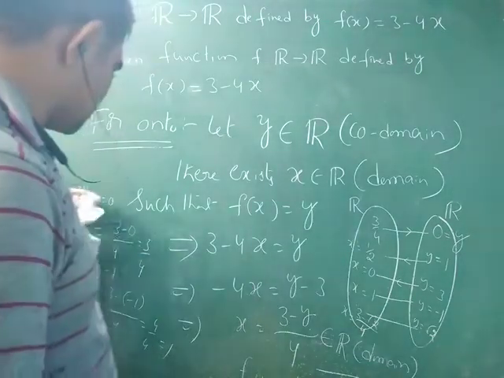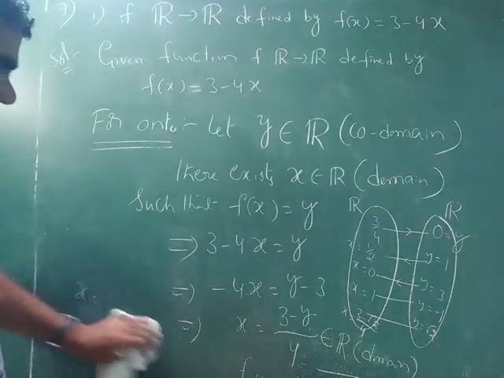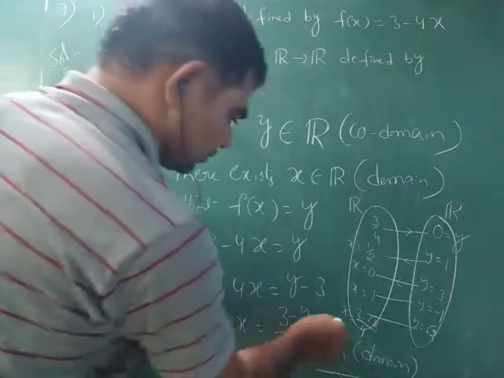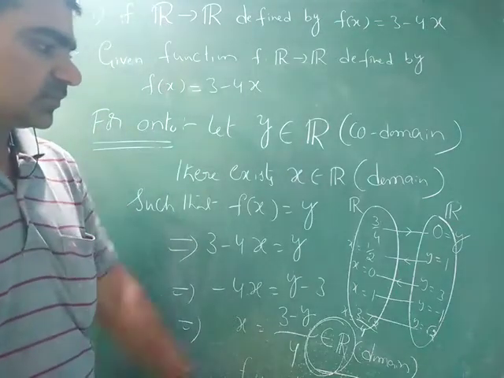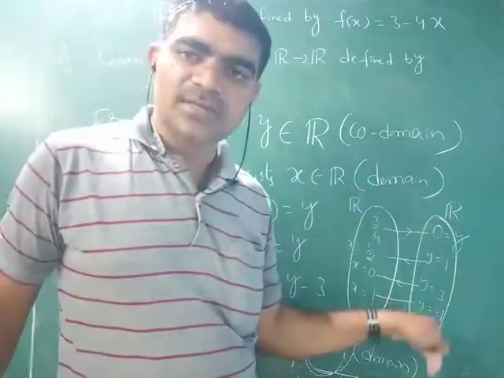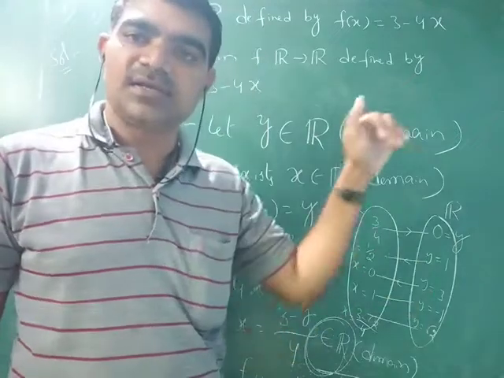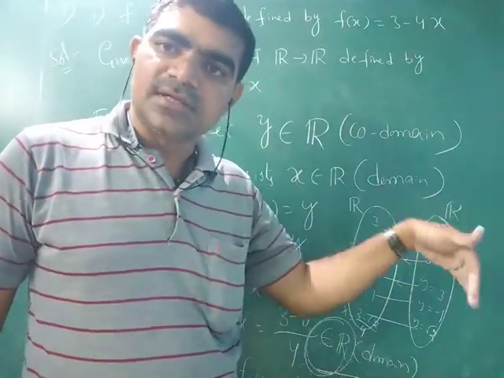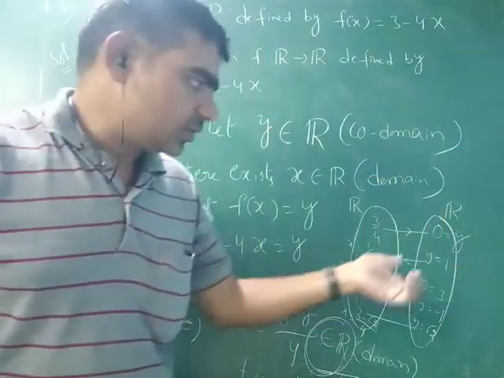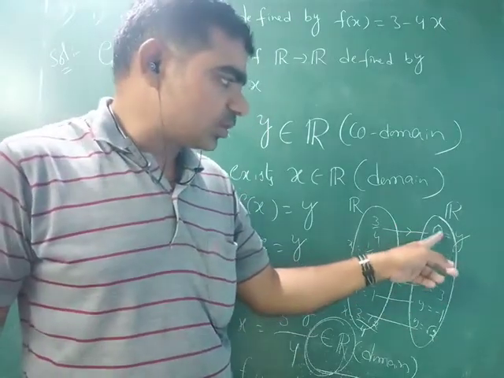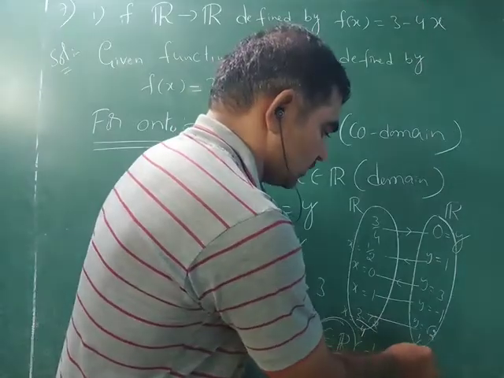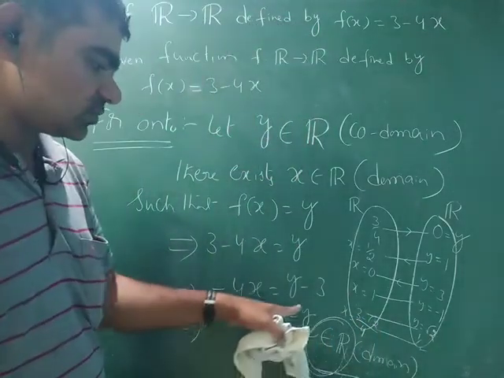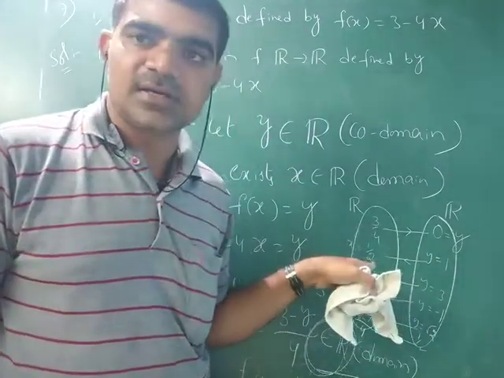Please understand the steps we already did. This is an important step, I told you. So observe this also: for every element in the codomain, there exists a pre-image in the domain. You take any real number. I took positives, negatives, irrationals. If you want to take 1 by 2 also, what will we get? 3 minus 1 by 2, 5 by 4. Will we get it or not? Yes.